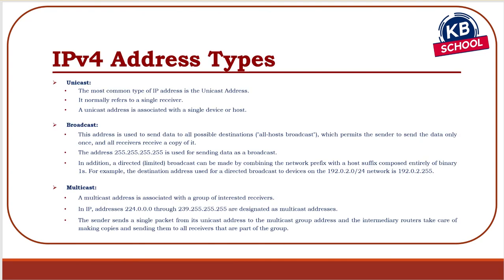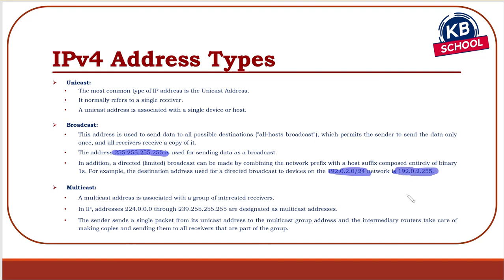So unicast, the most common type of IP address, will have a single receiver. The unicast address is associated with a single device or a host, which is the most common type of communication. Broadcast, we talked about it: you can send an all-network broadcast, which is sent to everyone that's connected to me. Or you can send a directed broadcast, which would be sent to all devices on that network.